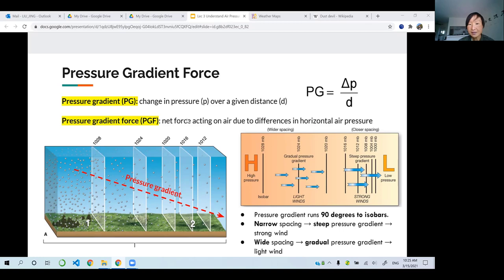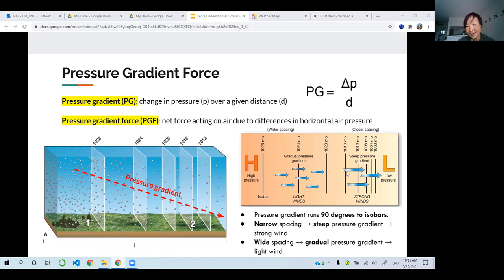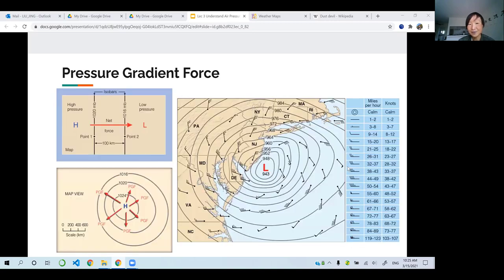So pressure gradient force can only speed up your wind speed. If you have air pressure, your wind will go that way. So if you draw wind direction just based on the isobars and pressure gradient, it's always 90 degrees to isobars. Okay, but our wind never just blows 90 degrees to isobars, right? Because the other two forces, Coriolis force and friction, also play a role.